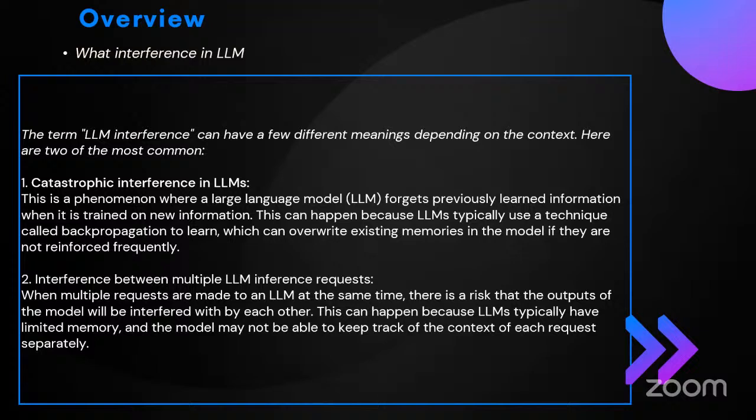First we'll understand catastrophic interference in LLM. This is a phenomenon where an LLM forgets previously learned information when it is trained on new information. It can happen because LLMs typically use a technique called backpropagation to learn, which can override the existing memories in the model if they are not reinforced frequently.